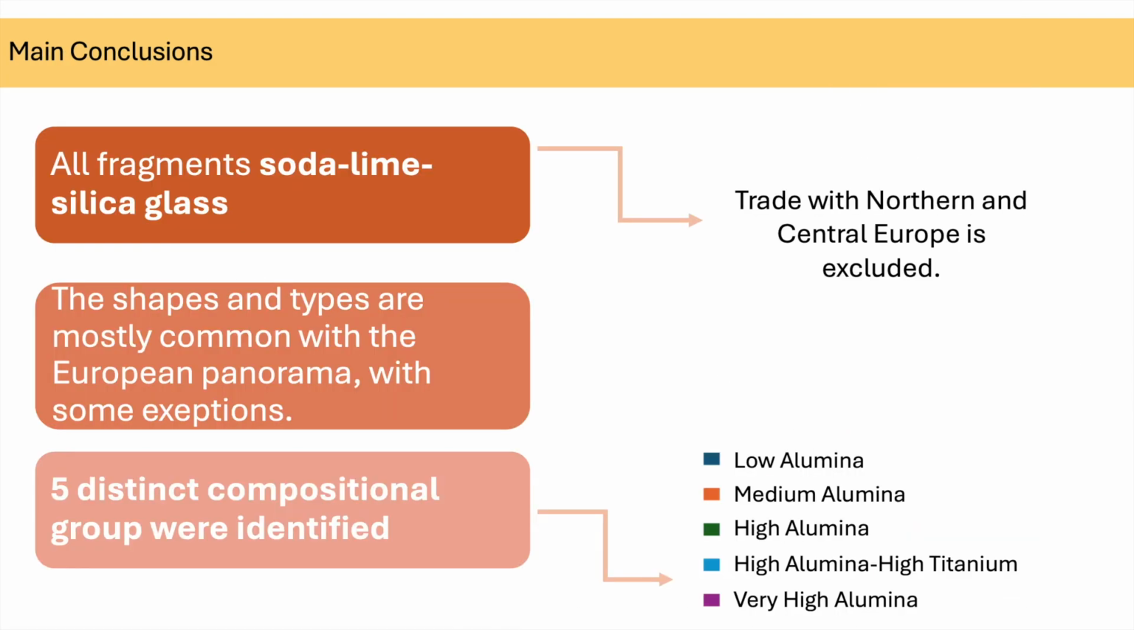So when we look to the overall conclusions for not only for the sprinklers but from the set dated to the 14th and 16th century, all fragments that were analyzed, over 200, were all soda lime silica glass, and this prevents us from identifying trades with Northern and Central Europe. So we say that it was mostly a Mediterranean tradition. The shapes and types are mostly common with the European panorama, with some exceptions.